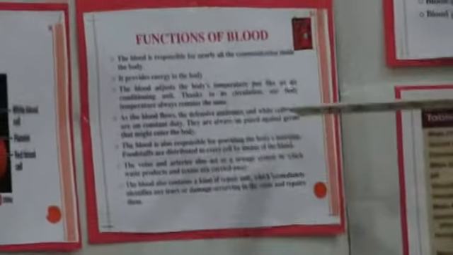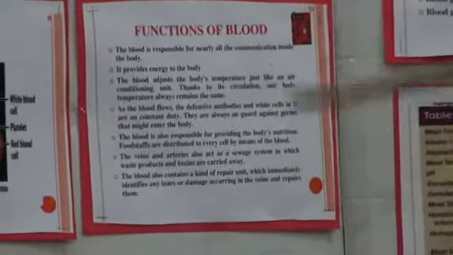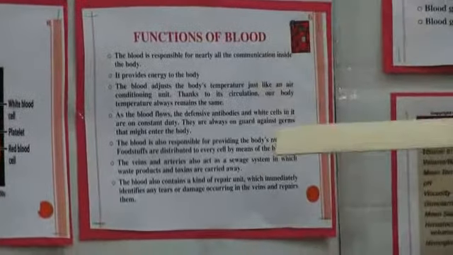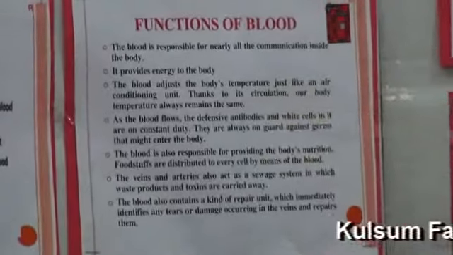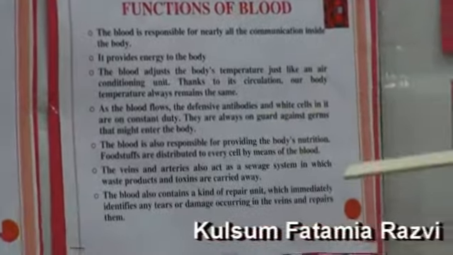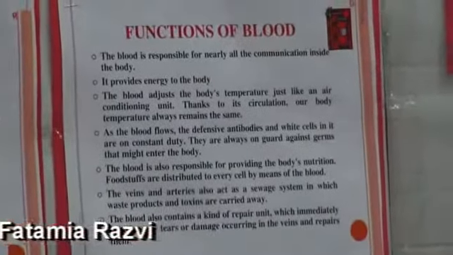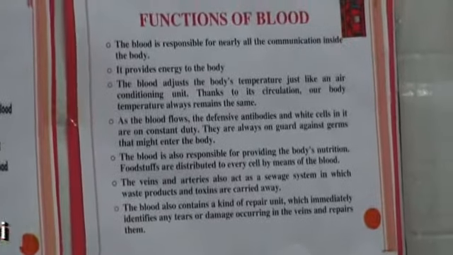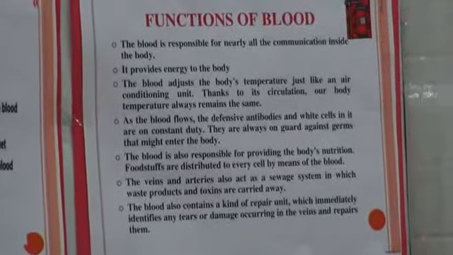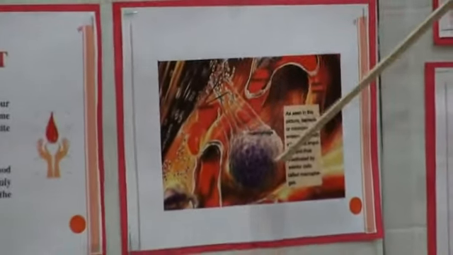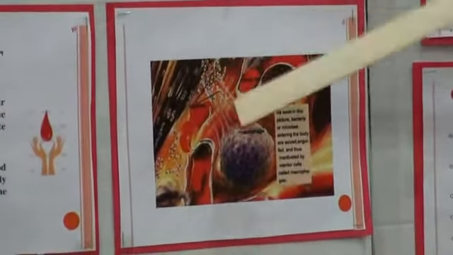So basically the functions of blood, or the jobs of blood. Blood provides energy to the body. It also provides nutrition to our body, and it adjusts the temperature in our body. And the WBCs, or the warrior cells, fight off any bacteria, like I said before. And this is just a picture of a WBC, or a macrophage, fighting off the bacteria that's entering our body.